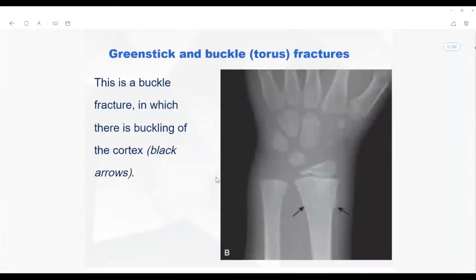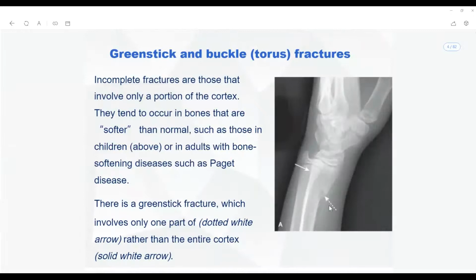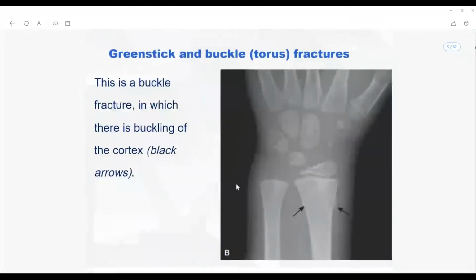Now you see here, when compared to the other image, there is a part of the cortex that has been broken. Look at this one, which is called a buckle fracture. You see here, the cortex is still intact, but there is a disruption of a mild part of the cortex, which causes an external buckling. When you remove a part of a green stick, it becomes buckled. When a single layer of a green stick is plucked out, it is called buckling. So this one is called a torus fracture.